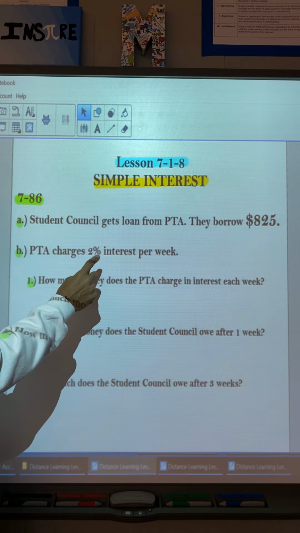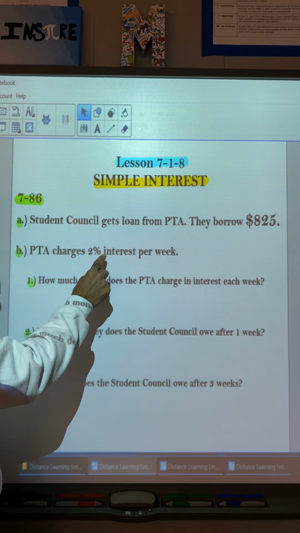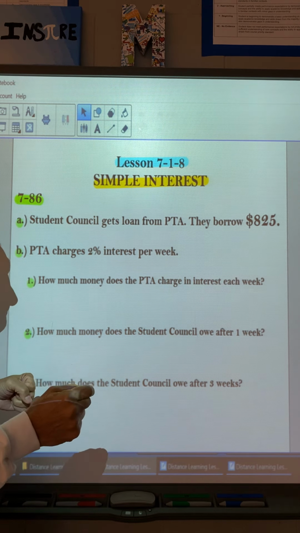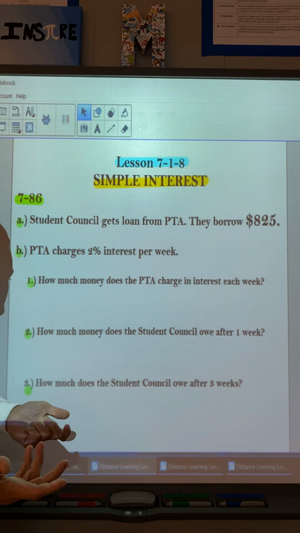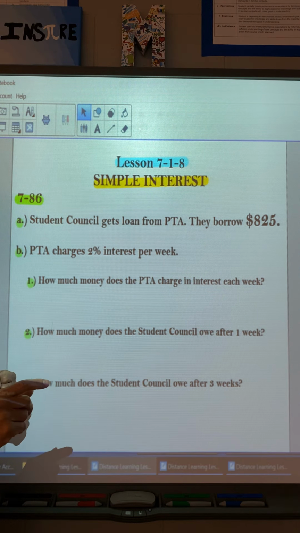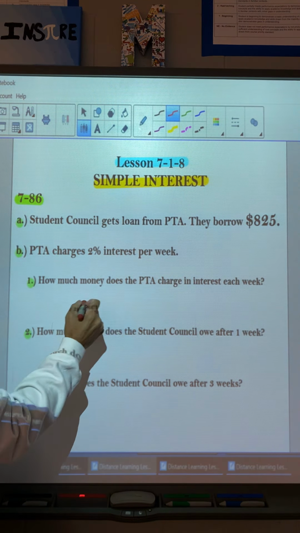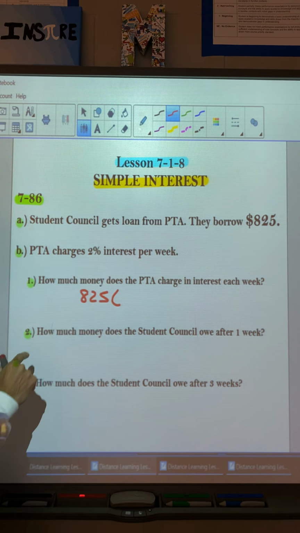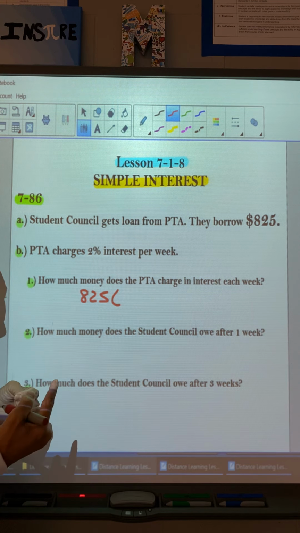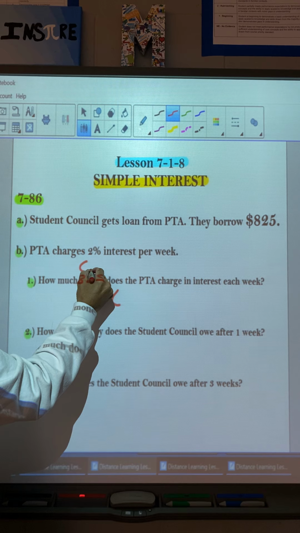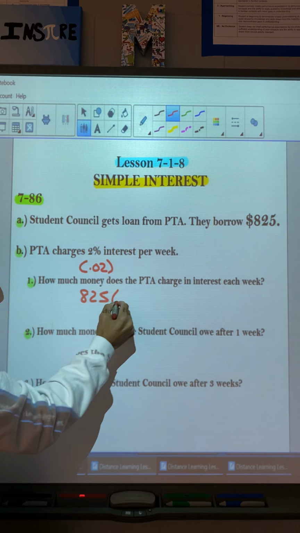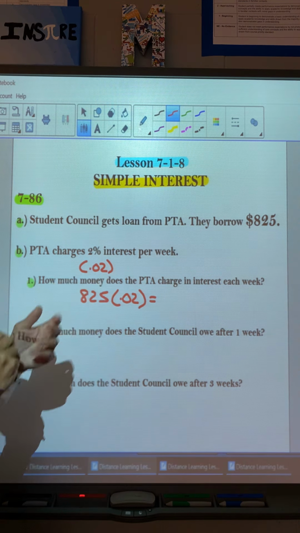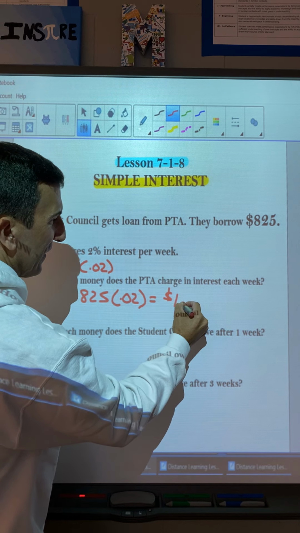We've got to figure out what is 2% of $825. If I'm looking for 2% of 825, what operation are we doing? You should be saying multiplication. So we're going to take $825 and multiply it by 2%. But remember, you've got to change 2% to a decimal, which should be 0.02. We're going to get on our calculators and calculate that out, and it comes out to be $16.50.